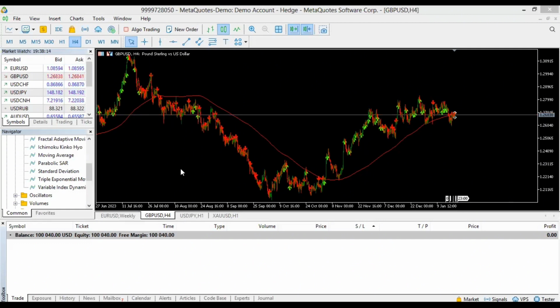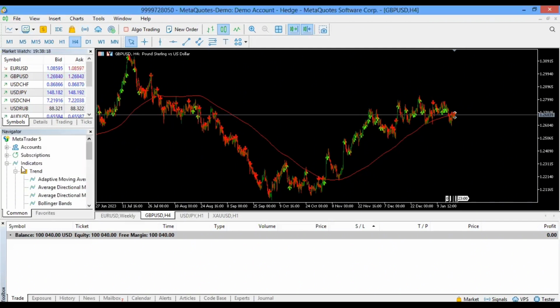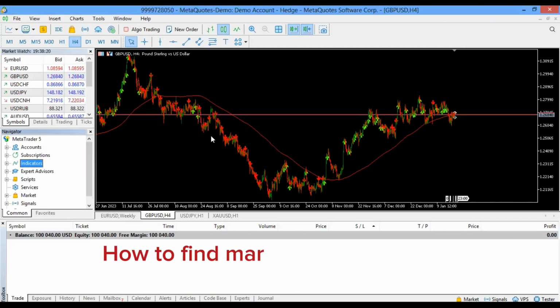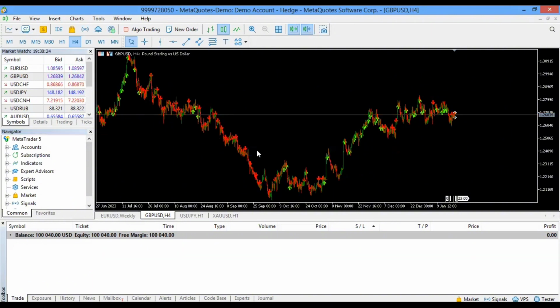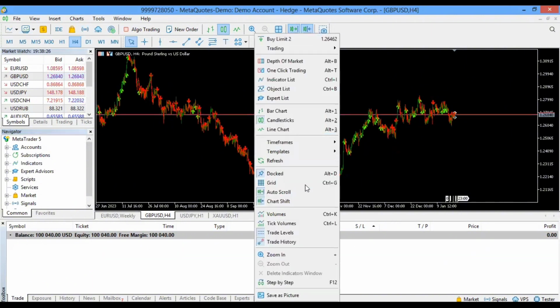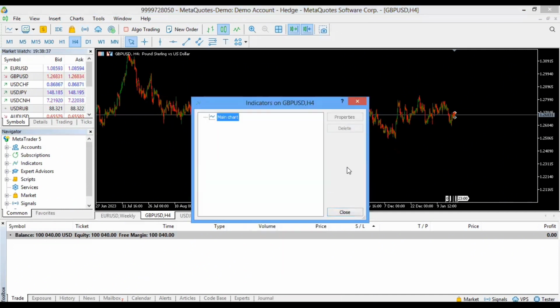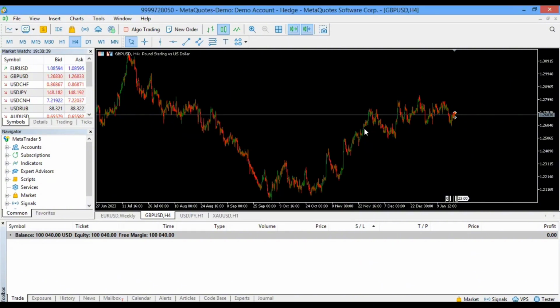I will show us how to trade with the moving average. Okay, so this is going to be a very quick one. Let me remove everything on the chart. Right click and click on indicators, indicator list. Where is that? Okay, indicator list. There it is. I delete, so I have my plain chart.